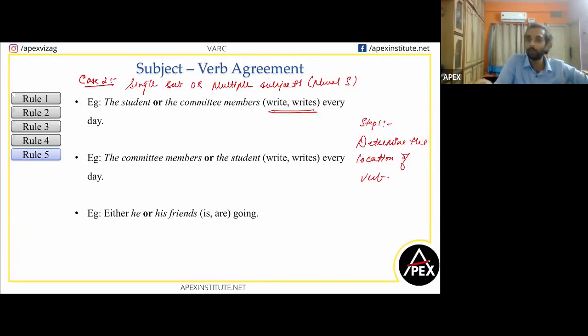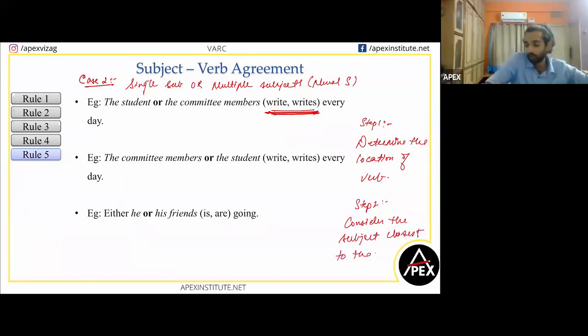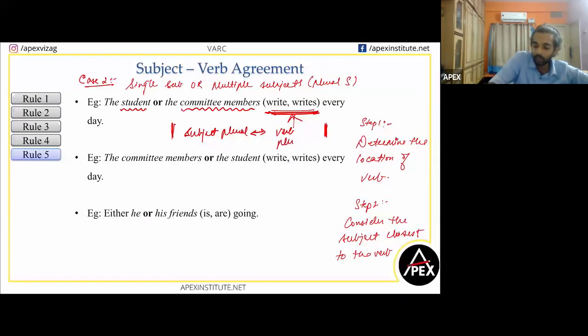Determine the location of the verb. We found out that the verb is here. Step 2, consider the subject closest to the verb. Okay, so if we are having this as the verb, what are our subjects? Either this or this, correct? Now, since committee members are closest to the verb, we will consider this subject as plural and hence the verb should also be plural. Are you getting it?